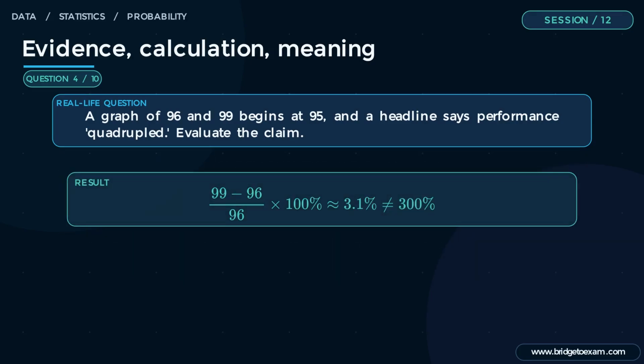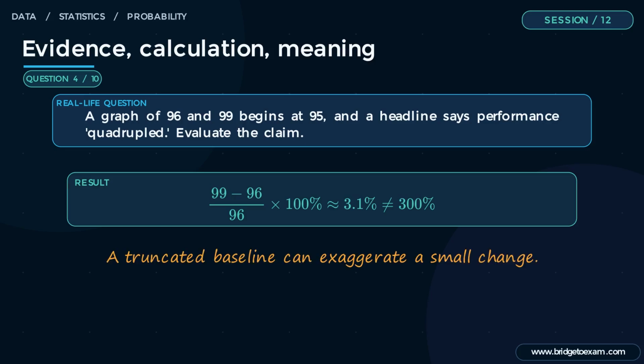Quick check. A true quadrupling of 96 would be 384, not 99. This matters in real life because critical graph reading protects readers from exaggerated marketing and news claims.